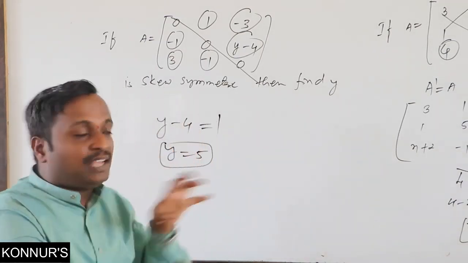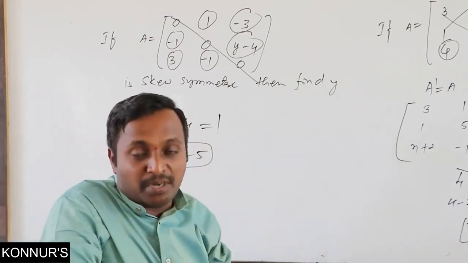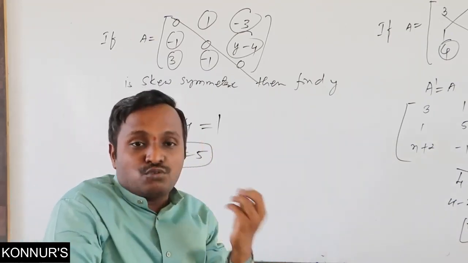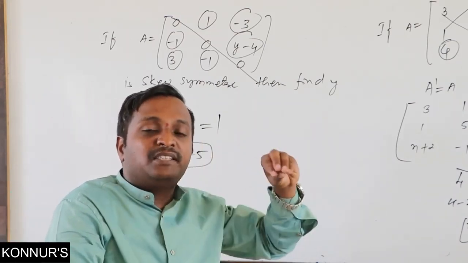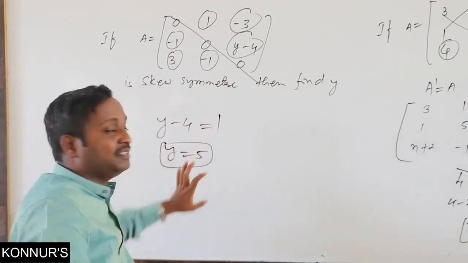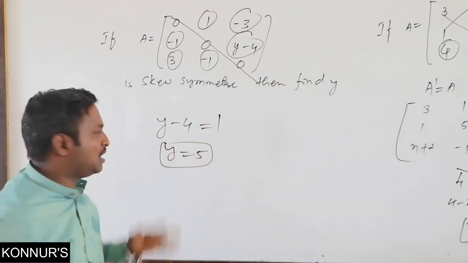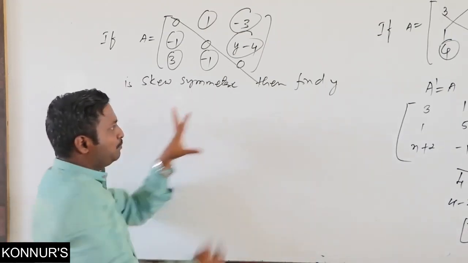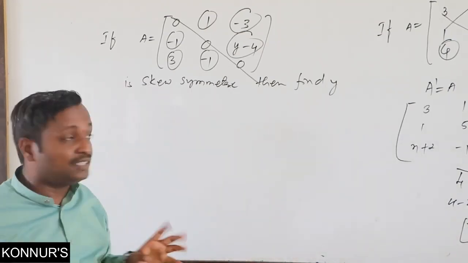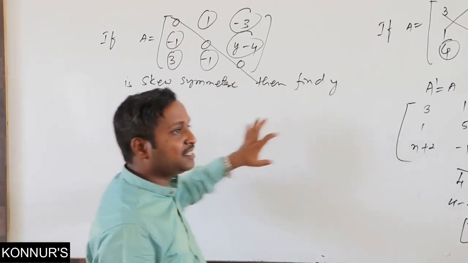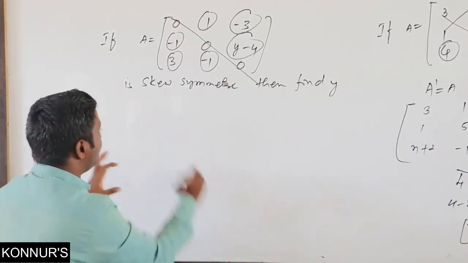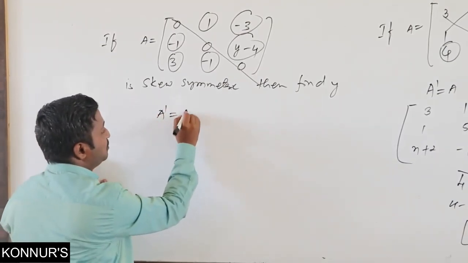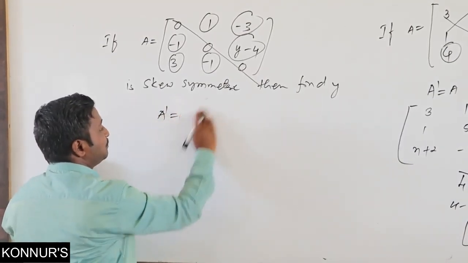Probably you won't get a question like this in the textbook. But they will ask questions related to symmetric matrix and skew symmetric matrix like this. Or else, if you say, sir, I am getting very confused in skew symmetric matrix, but symmetric I am getting. In skew symmetric, if you are not getting the idea, what is the skew symmetric definition? A dash equal to minus A.